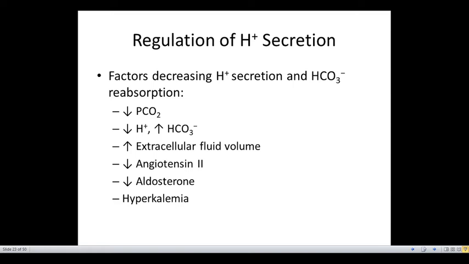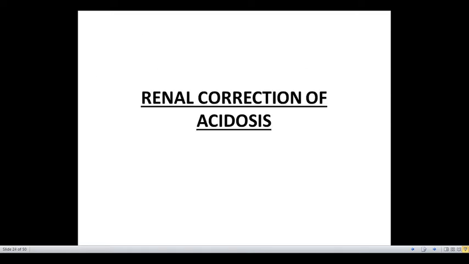Okay, let's now move on to the next topic, in which we will learn how the kidneys readjust the pH of extracellular fluid when pH becomes abnormal. First, we will study renal correction of acidosis. This happens by increased excretion of hydrogen ions and addition of bicarbonate ions to the extracellular fluid.